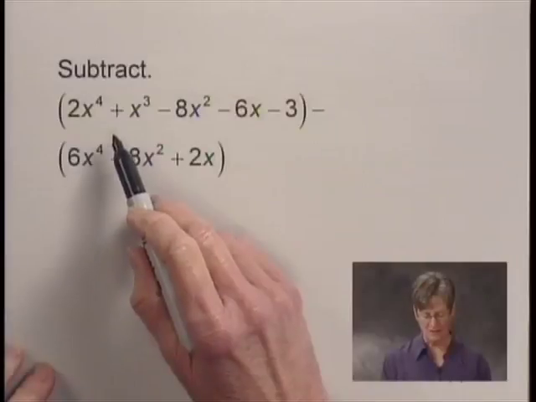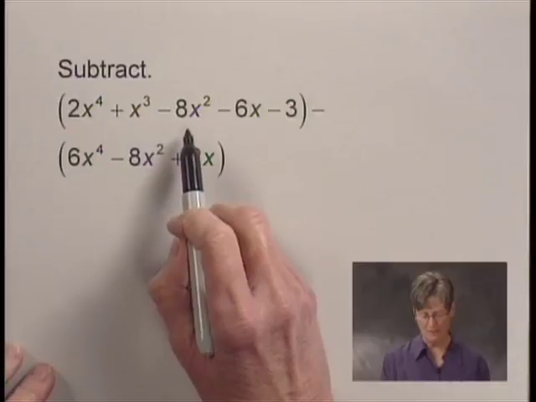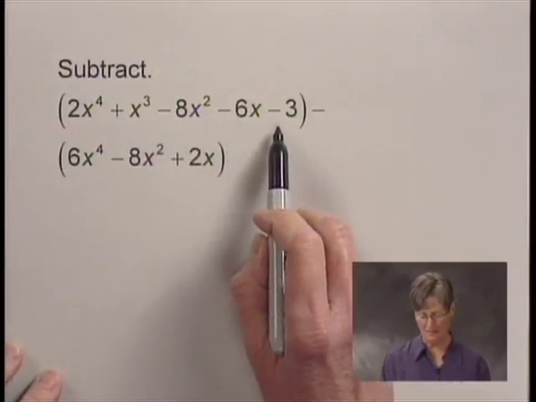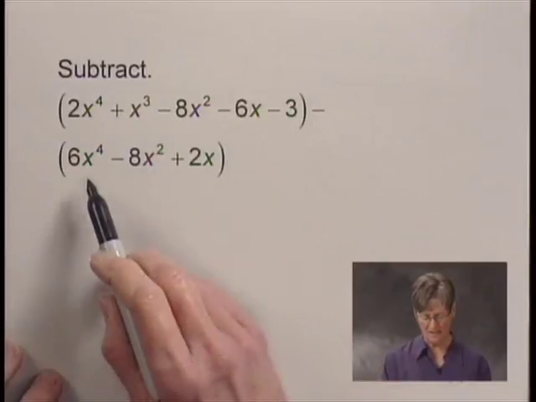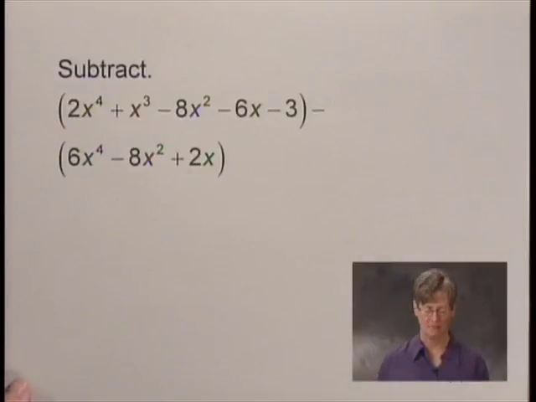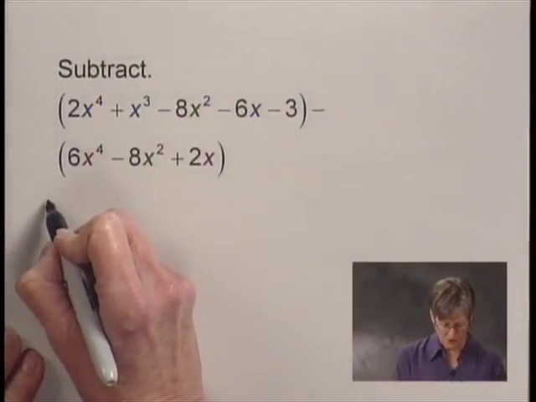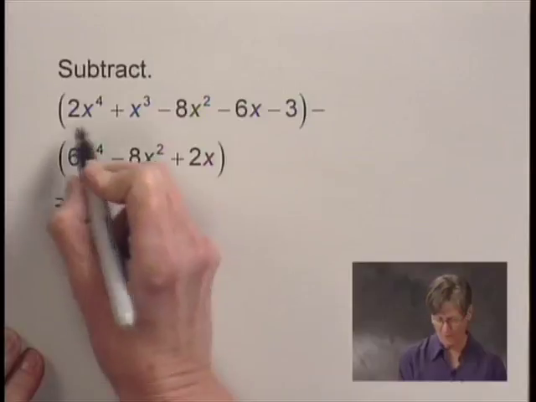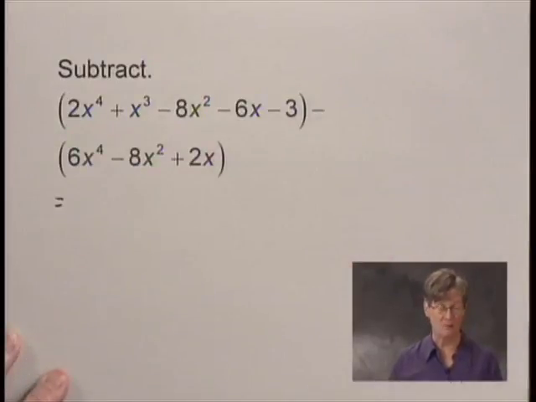We're going to subtract polynomials. We have 2x to the fourth plus x cubed minus 8x squared minus 6x minus 3, and we're subtracting 6x to the fourth minus 8x squared plus 2x. Now the first thing that I'm going to do is to rewrite this subtraction without the parentheses. And to do that for the first polynomial, all I need to do is just not write the parentheses.